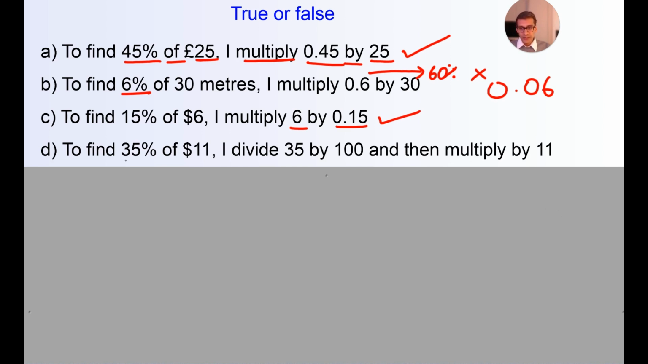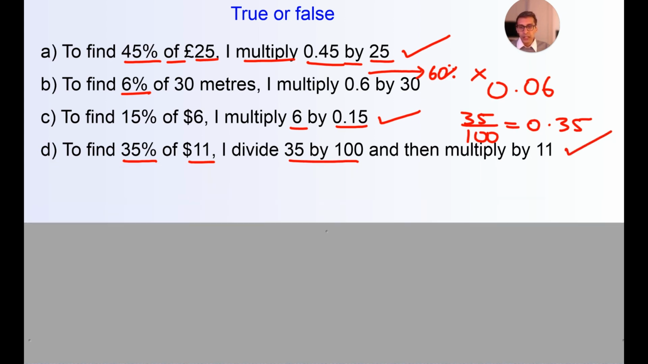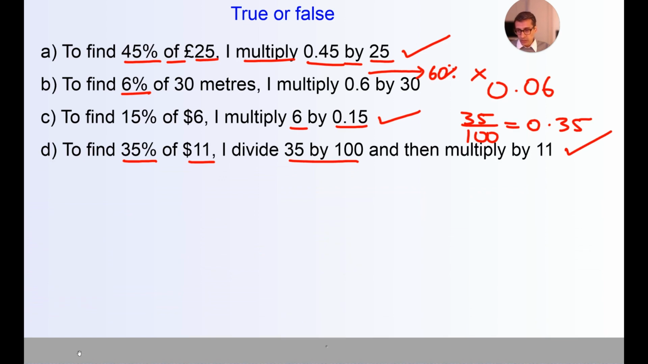Alright, to find 35% of 11, I divide 35 by 11. That's correct. So 35 over 100, not 11, sorry. 35 over 100 is 0.35. It's a slightly longer way of doing it. If you had a calculator, you'd just put 0.35 and then yes, you multiply by 11. So this would work. Okay, so those are the true or false questions.